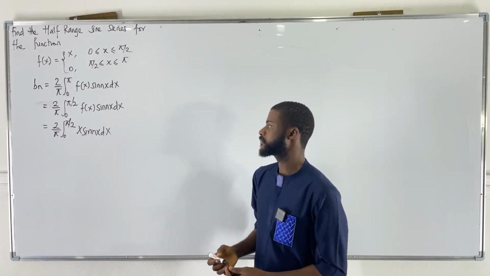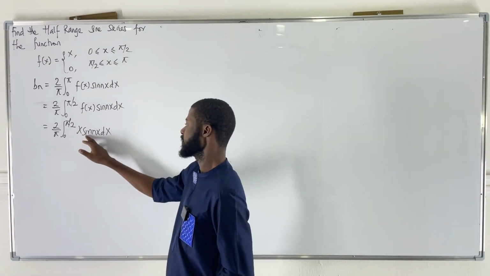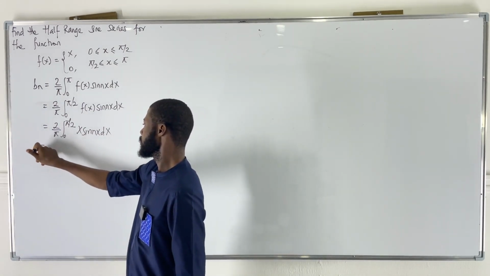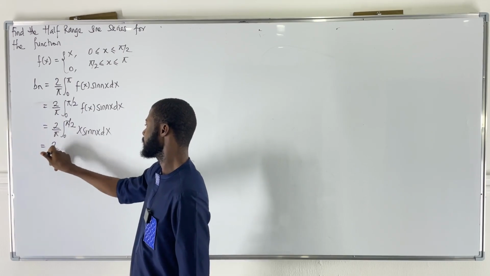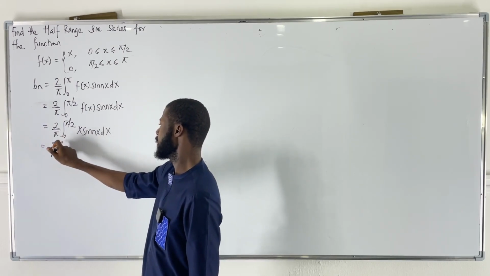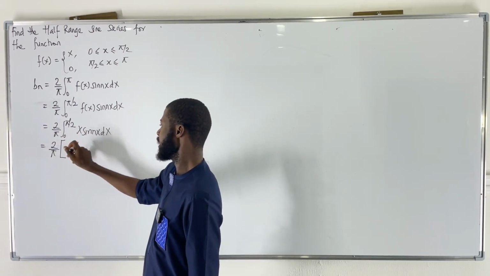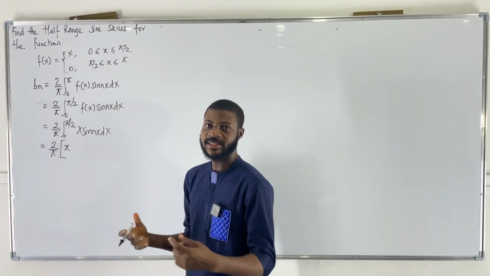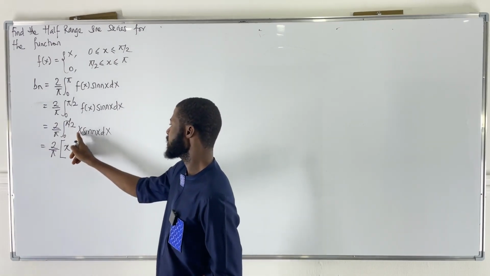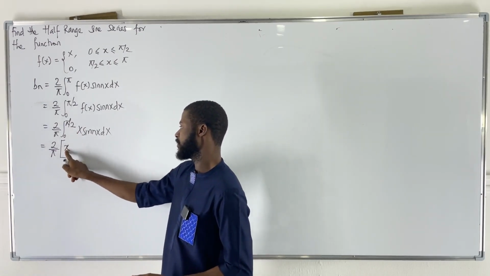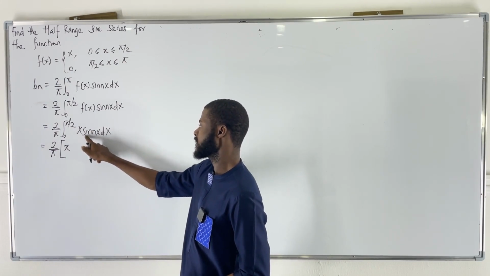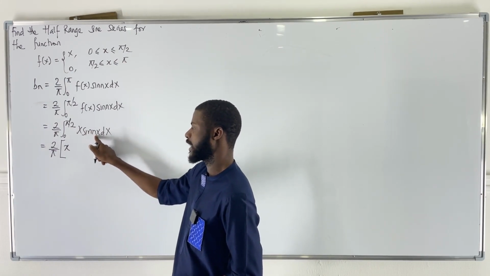So this is x and this is sine nx. We have to use integration by parts. So this is 2 over pi. There's a shorter way; I don't really write out the formula for integration by parts, it will take me time. So write x, then differentiate this x that you have written down, you will get 1. Now this sine nx, you're going to integrate.